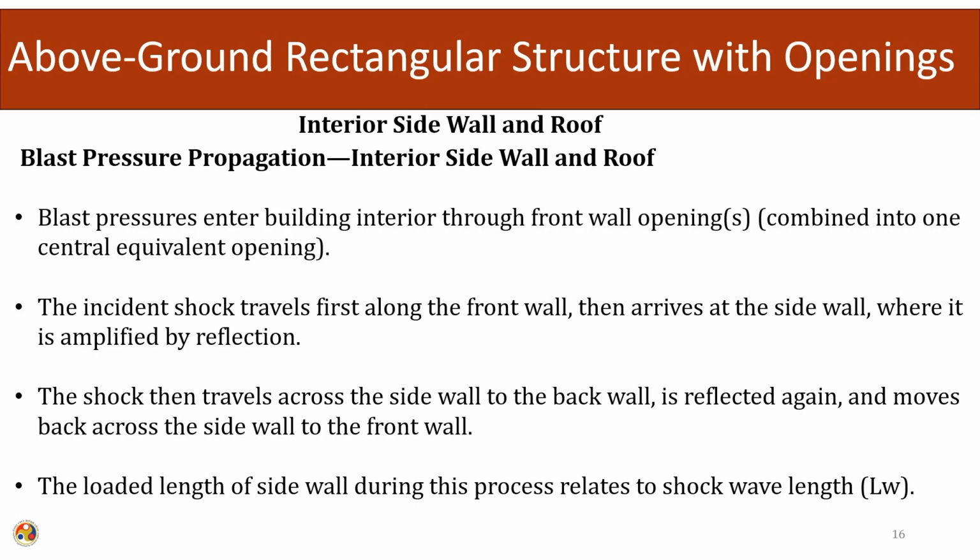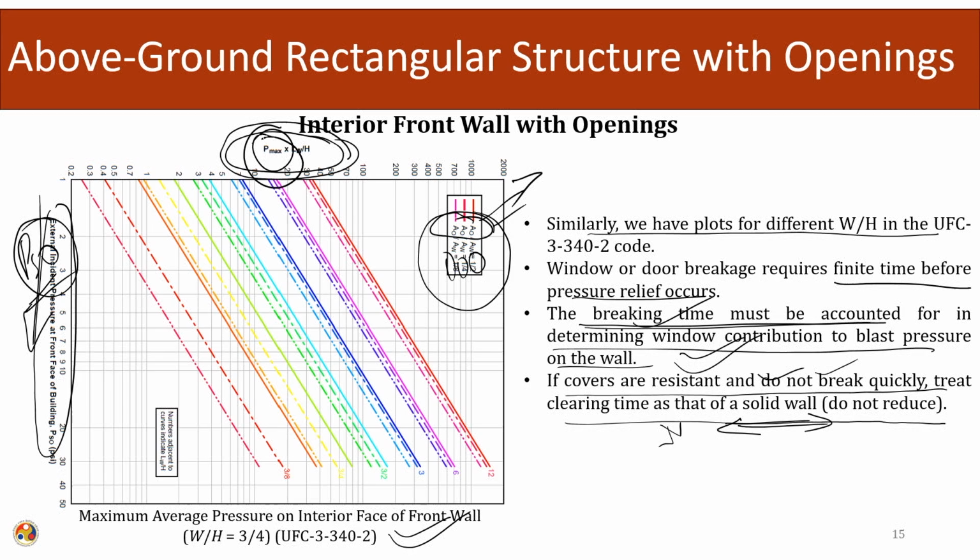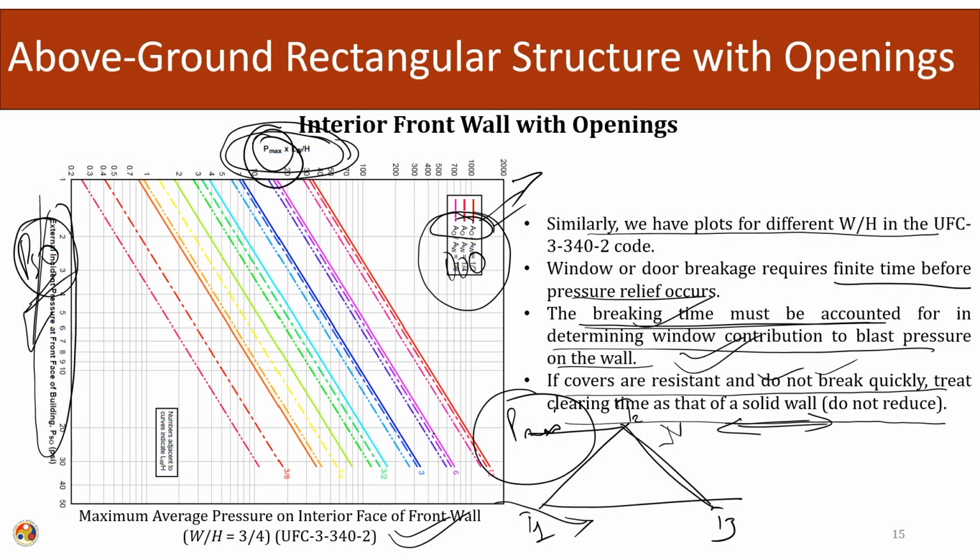Before this, we saw the variation of the P max on the interior wall. There will be a time T1 where the shock front enters the structure, it will rise linearly to a time T2 with a value of P max, and then it will go down linearly to a value at T3. And this P max, the maximum internal pressure, will be a function of the incident pressure, a function of the opening area, and a function of the width to height ratio.